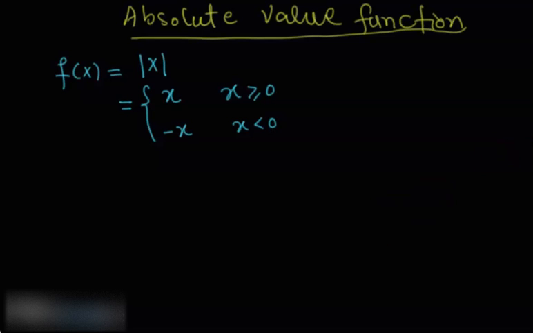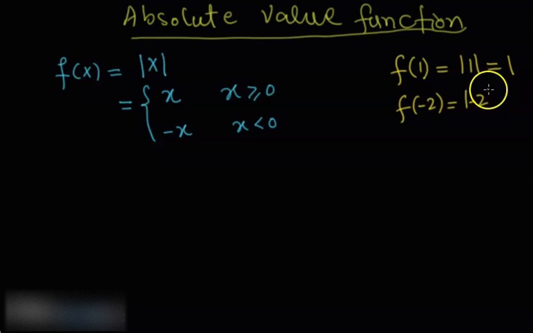To understand what we mean by this: if you insert a positive value, it will return the same positive value. If you give it a negative value, it will again return the positive value. If you give it minus 2, it will give you plus 2. If you give it just 2, it will give you 2. So it just makes the numbers positive.